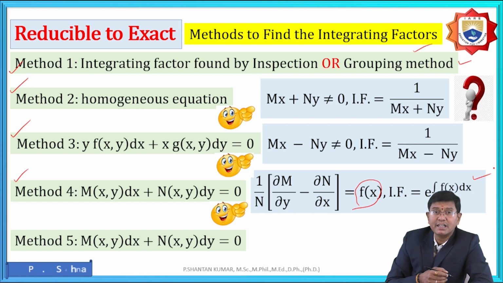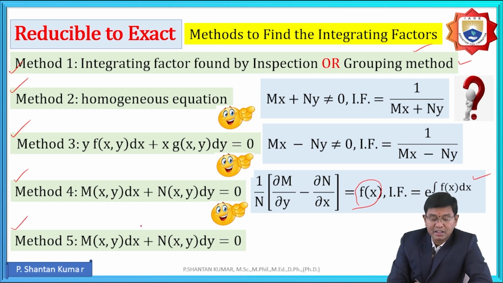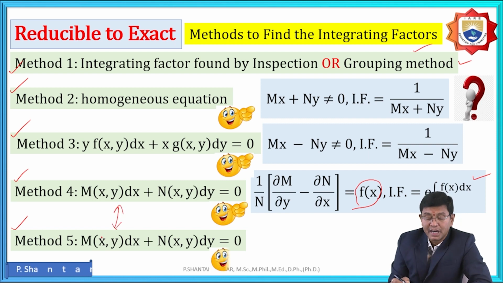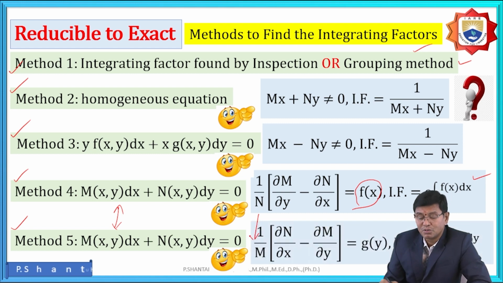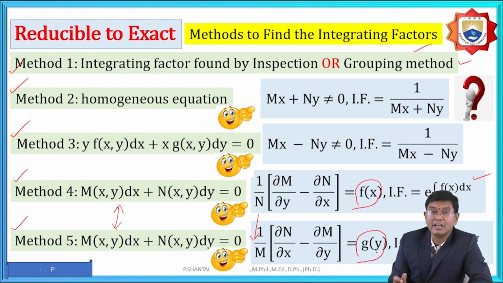And if in this case it is also not suitable, we need to calculate by method 5, which is almost related to this, but we need to observe it properly. In place of this one, it is 1 by m into dou n by dou x minus dou m by dou y, and the output is a function involving terms of y only.